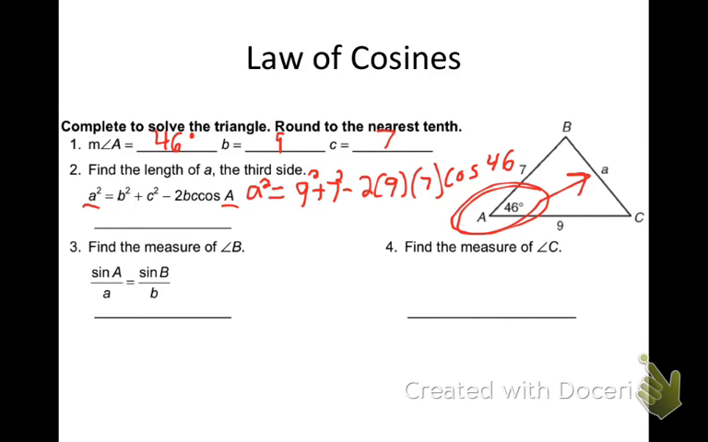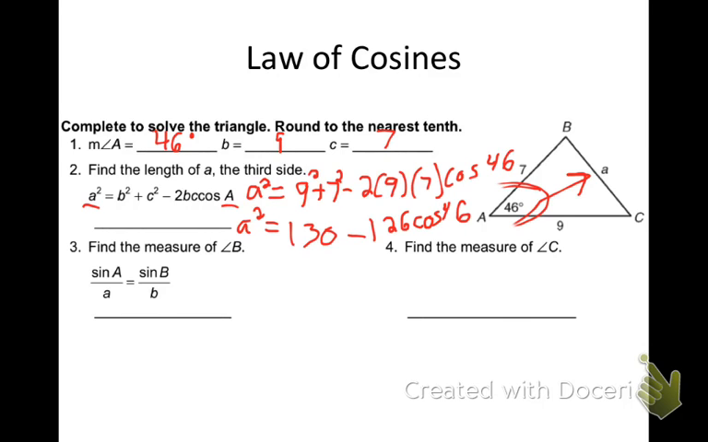So I plug all the information in first, and then I'm going to chug through. I'm going to simplify. I get A squared equals 9 squared is 81, 7 squared is 49. Add those up, I get 130. Is everybody okay with me just skipping to that step? Minus 2 times 9 is 18, times 7 is 126, cosine of 46. Is everybody with me so far?